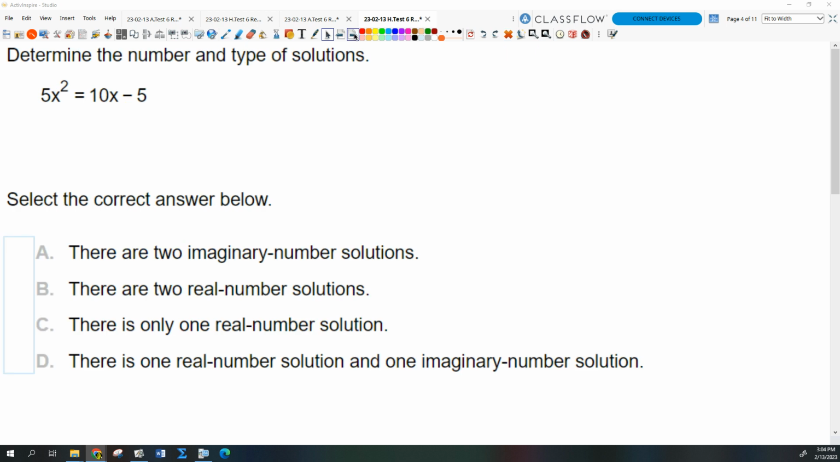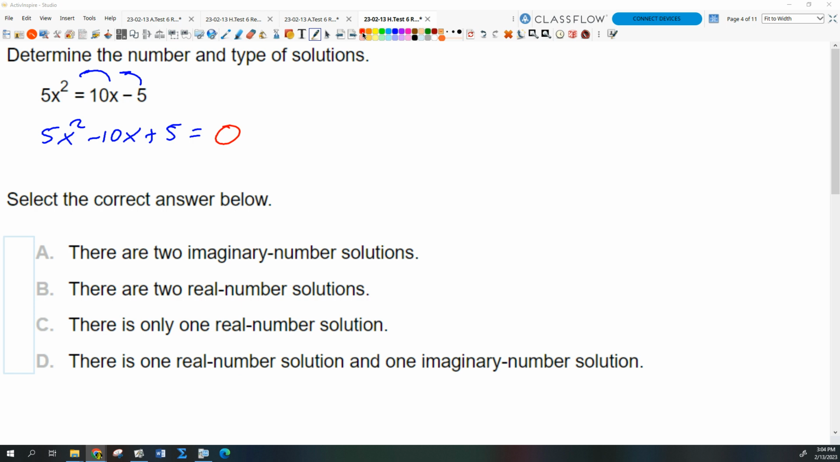How about that one? I mean, do you guys want to do this one? It's kind of the same thing. You want to do it? Okay. So what would I have to do here? Take them all to one side. Which side? Left side. Good. Okay. Because I want a to be positive, don't I? So we'd end up with 5x squared minus 10x plus 5 equals 0.